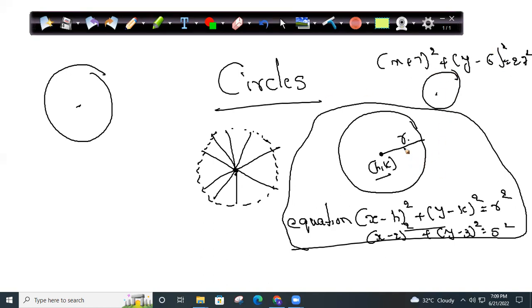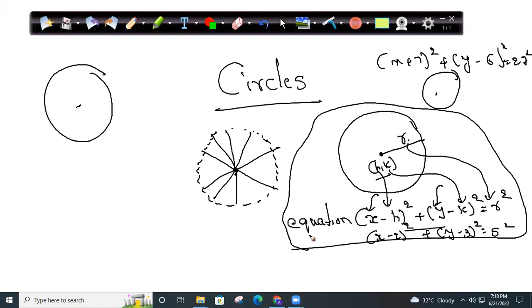So every circle has its own name. That is called the equation. Equation of the circle is x minus h whole square plus y minus k whole square equal to r square. X is always x, y is always y, they don't change. This is h, this is k, and this is r.